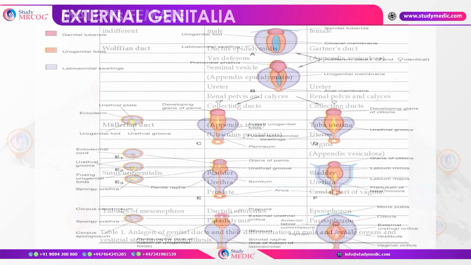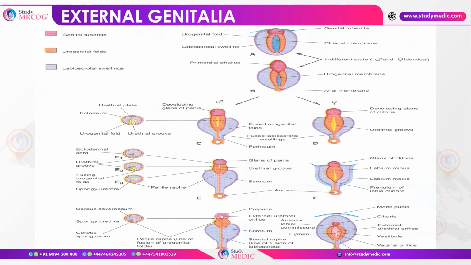Okay, so in males, we know the male external genitalia has the penis and the scrotum, and in the females we have the labia majora, the labia minora and the clitoris. So penis will correspond to the clitoris, the scrotum corresponds to labia majora and a part of the penile raphe corresponds to the labia minora.